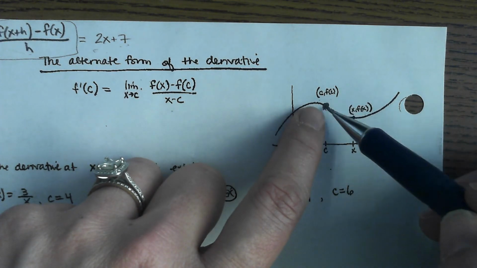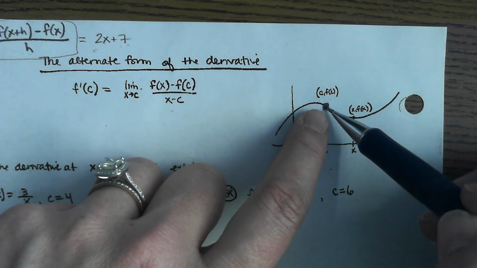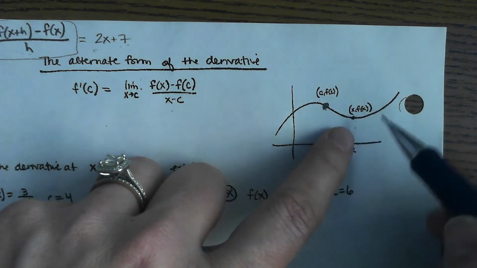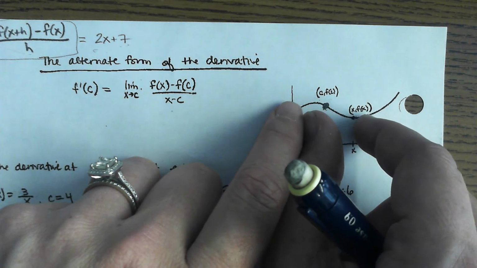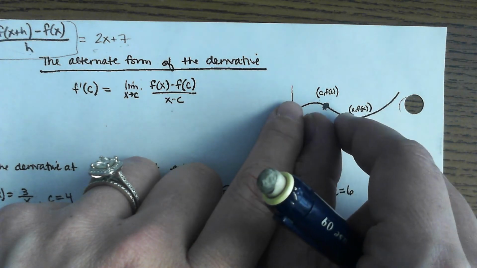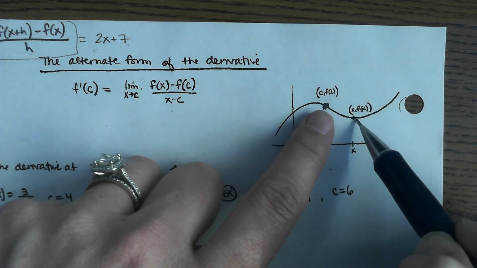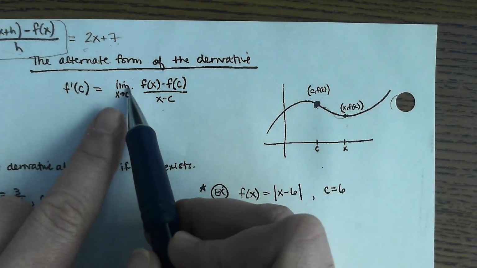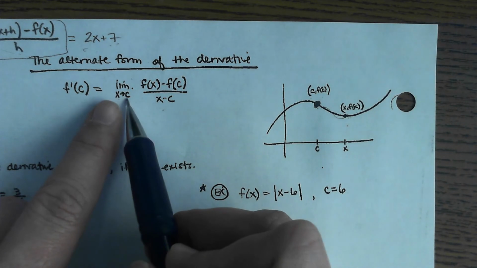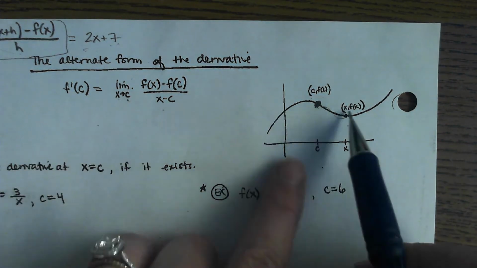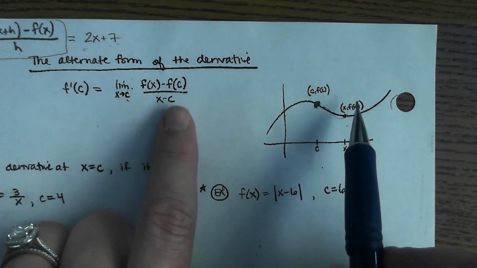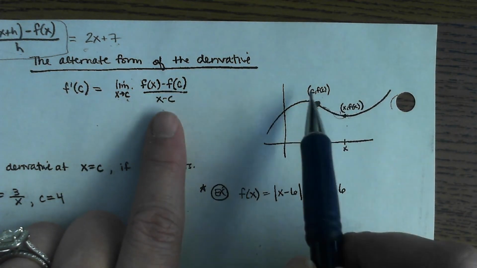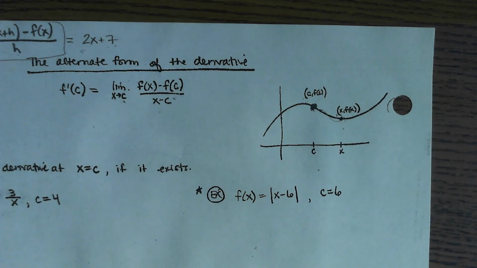So c, f of c, is the location we're looking for the slope, and x, f of x, is just some other random point. Essentially, rather than what we did before, which was the distance h between them pinching towards 0, really what we're letting happen is we're letting x slide towards c. So we're looking for the limit as the x coordinate approaches c. And then this is just the slope formula between the two: y2 minus y1, f of x minus f of c, over x2 minus x1, x minus c.